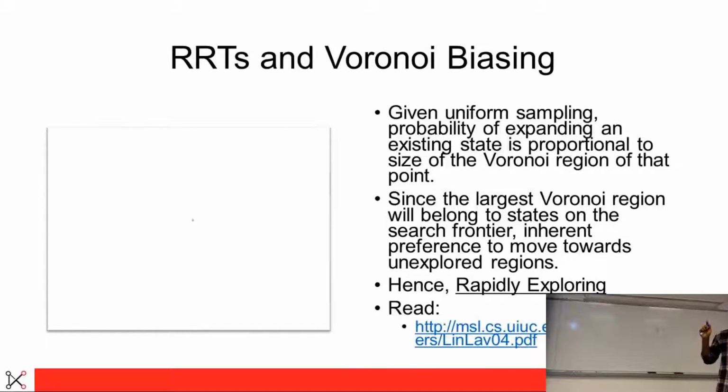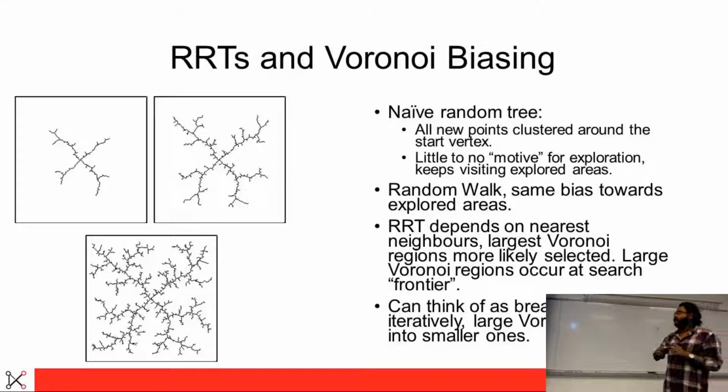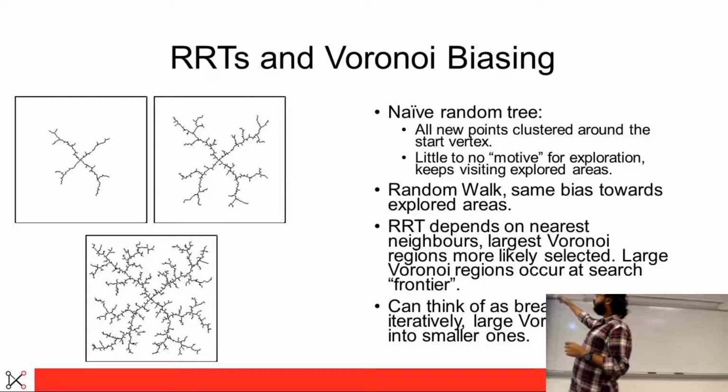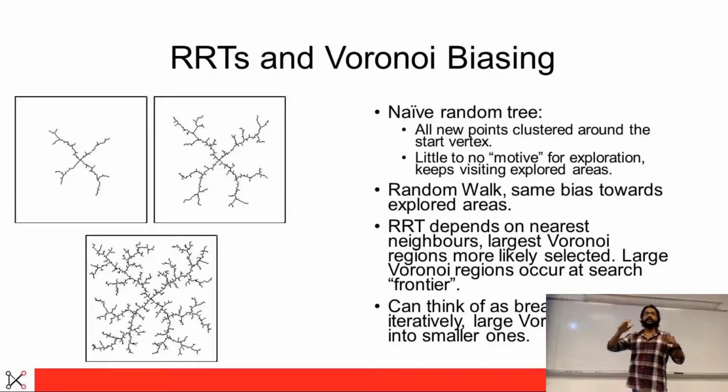That is one important thing that RRT solves. As I was saying, all the new points are clustered around the start vertex because you have no motivation to move away from that explored area. But the whole point of planning is that you want to manage greedy versus exploration.